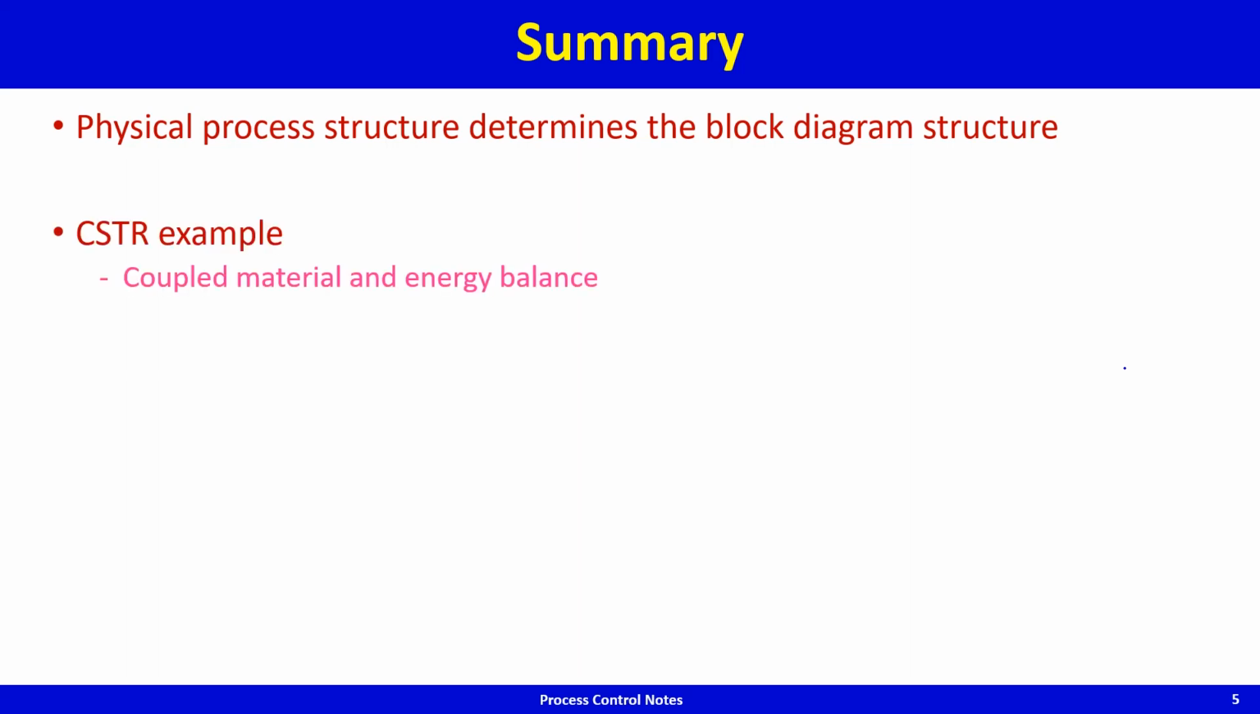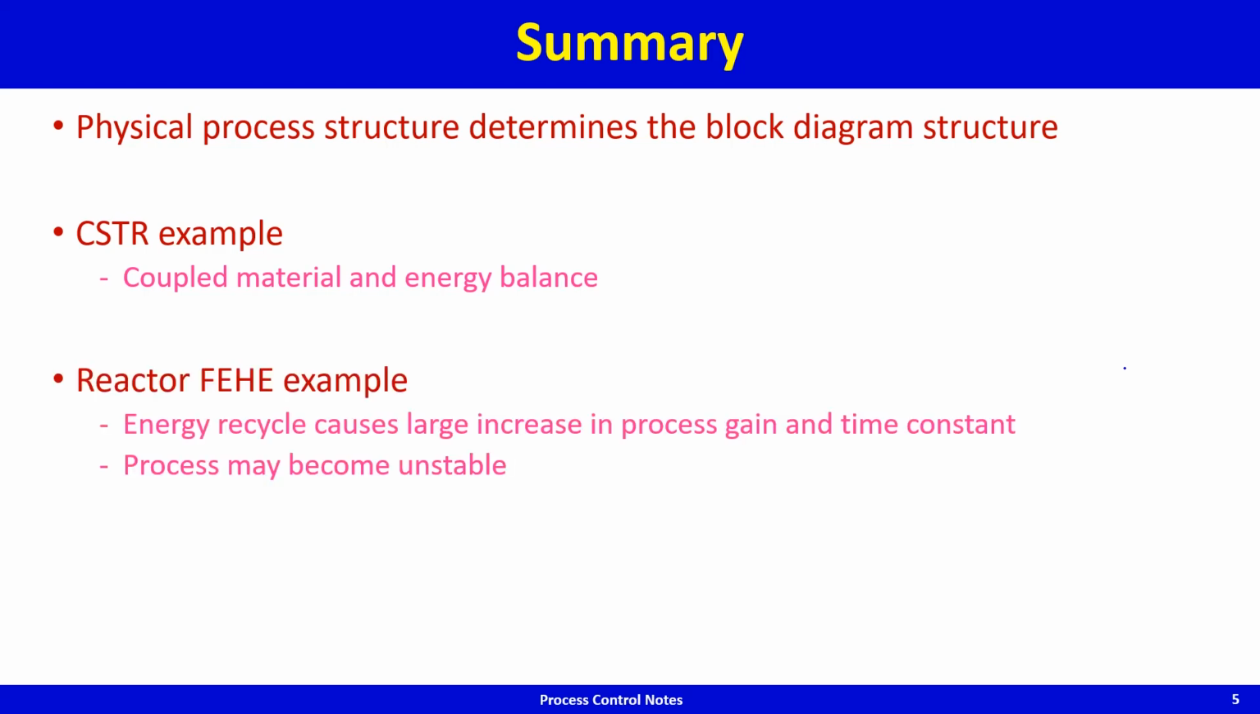In the CSTR example, we got a feedback loop because of the coupling between material and energy balance. In the reactor FEHE example, we saw that the energy recycle causes a large increase in process gain and time constant. It is also possible that if the recycle is very large, the process may become unstable. Distillation column example is a bunch of interacting lags in series. I'm sure there are conditions for stability there also, because you got feedback loops there. Maybe you can derive them as an exercise.